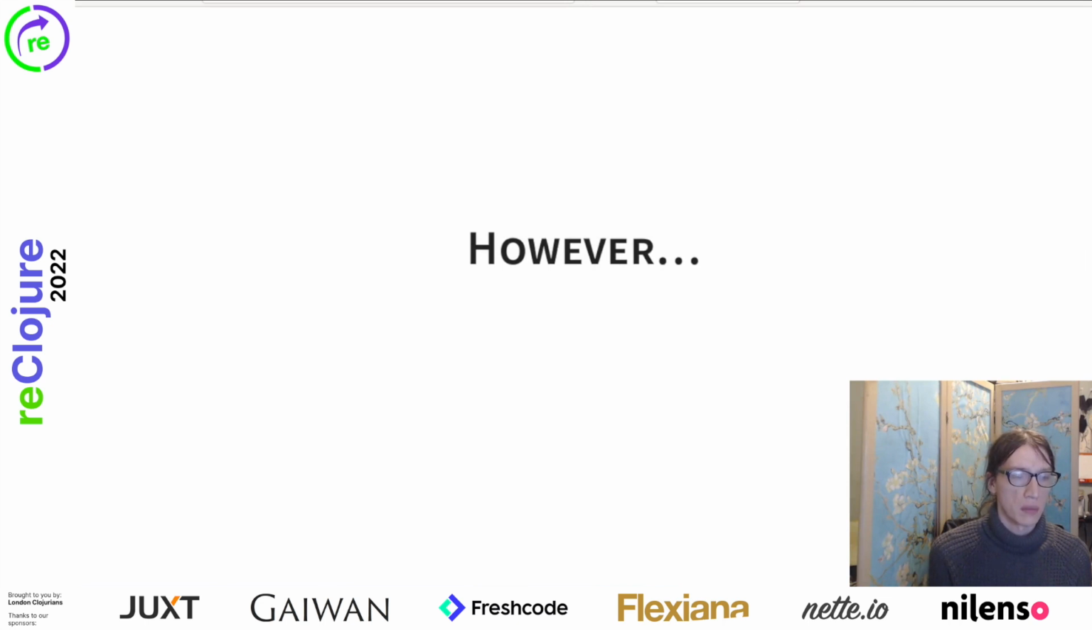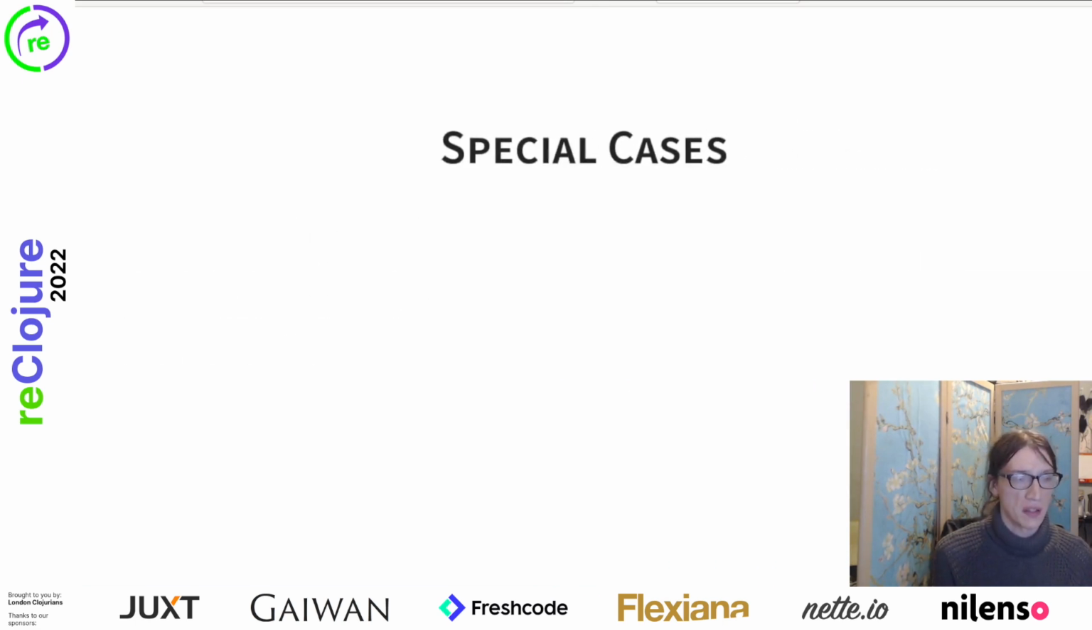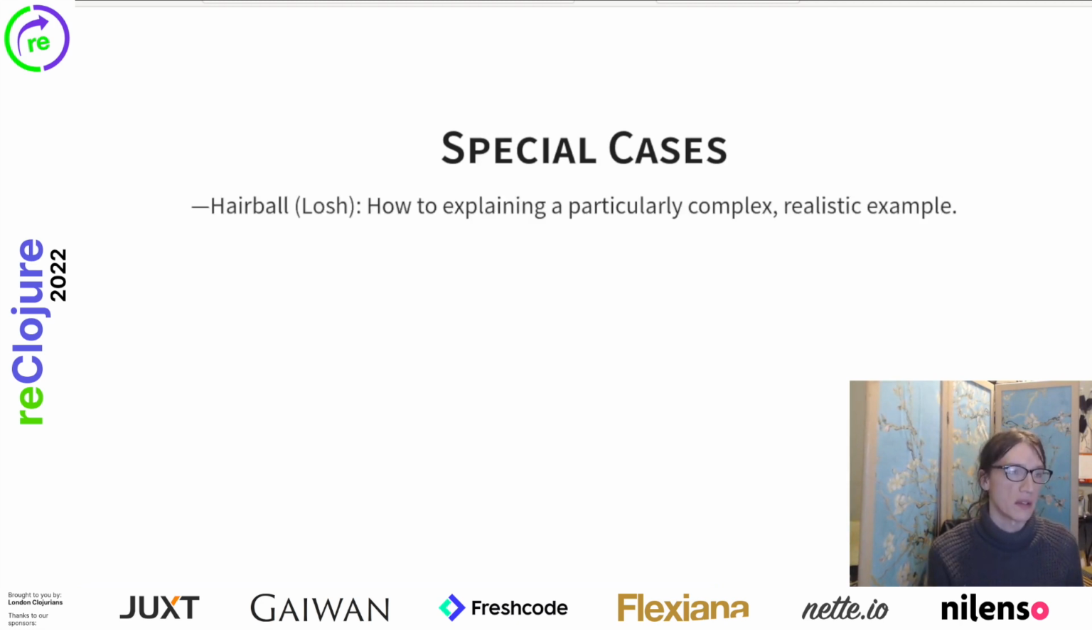So the four-document model is a great one, but it's still a model, and like all models, it's incomplete. So I'm going to go over some special cases. I think these kind of help illustrate the model even more, and they might help you think of things you might be missing in your documents. I think most of these are really useful ones to include, so I want to give them special mention for that reason as well.